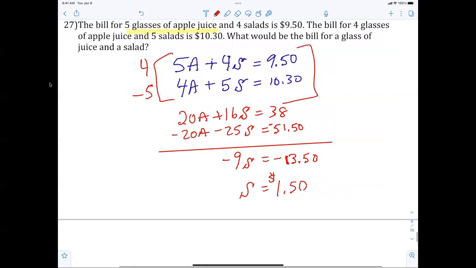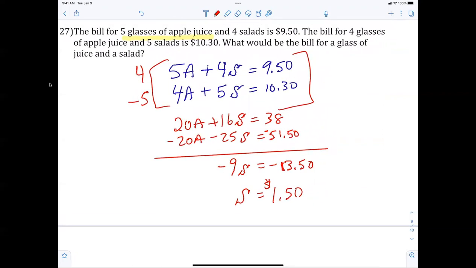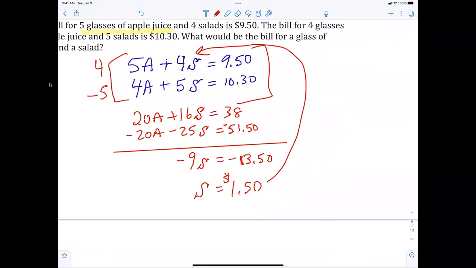All right, now please, come on now. Plug $1.50 in for S and solve it out now. Let's go. Don't wait for someone else. What was it? Tell me. 70 cents. Yeah.